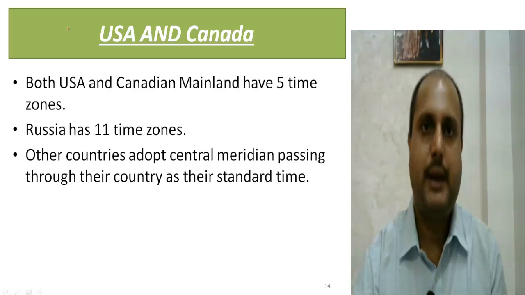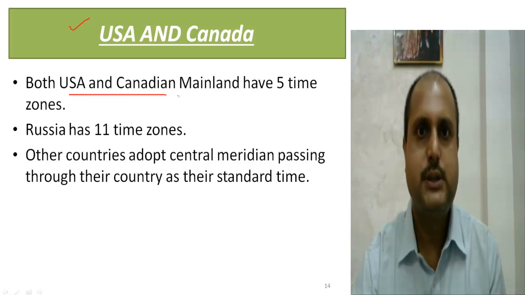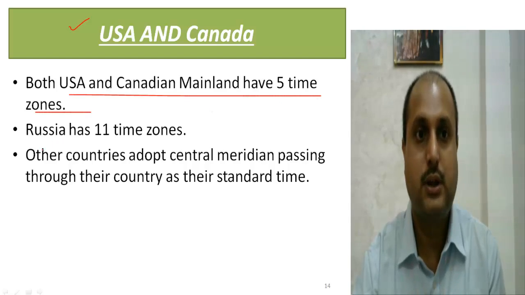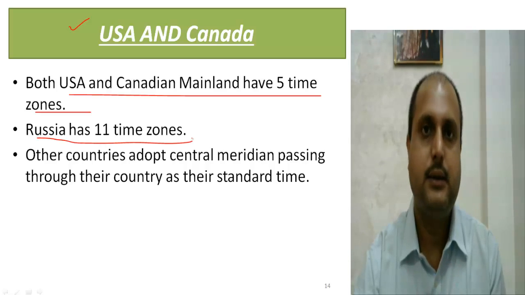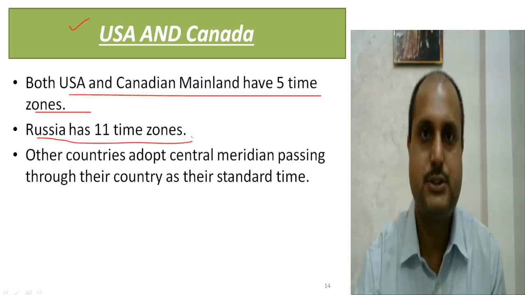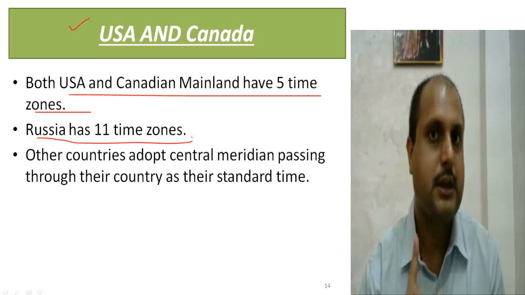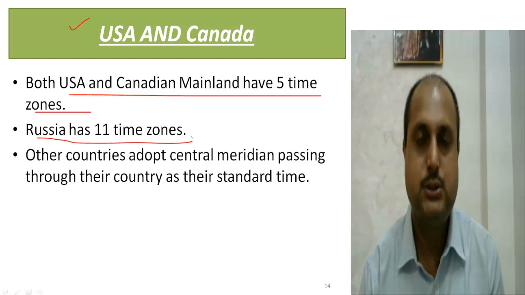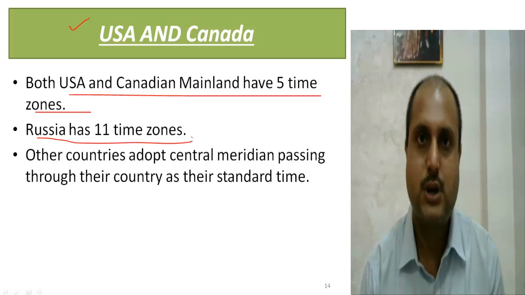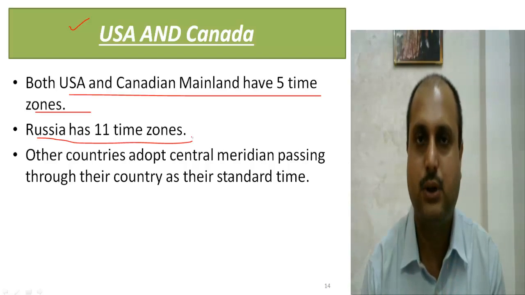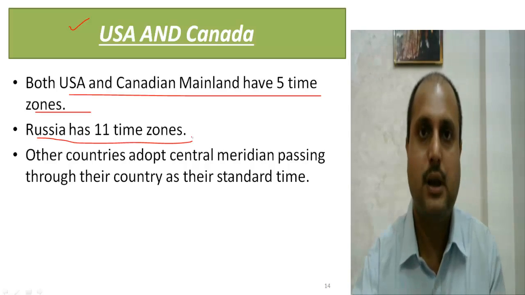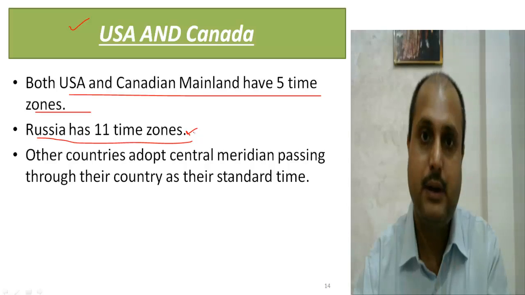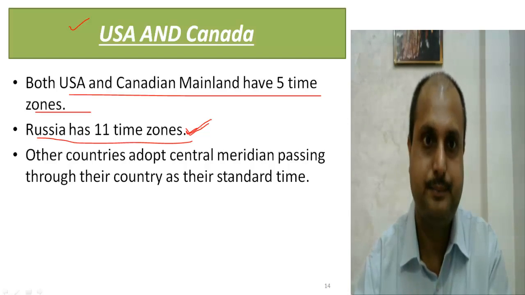Now in India we have one time zone, but the USA and Canada have 5 time zones. Russia has the maximum number of time zones: if you are traveling into different states, you have to change your time. But in India we have a single time zone, so you don't have to change your time. If you are going from Gujarat to Bombay, there will be some differences of longitude, but you don't have to change the time, because we have a single time zone all over India. But Russia has 11 time zones. That means if you are traveling in Russia into different states, then you have to change your time.